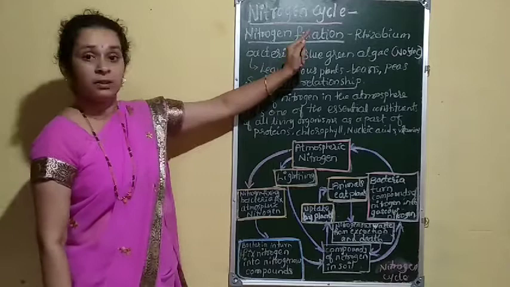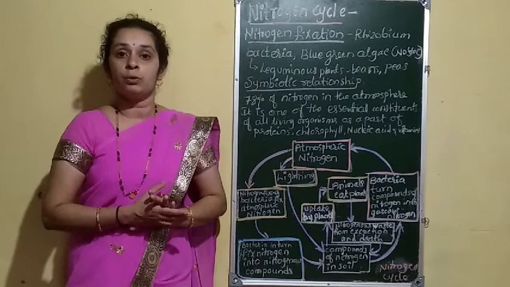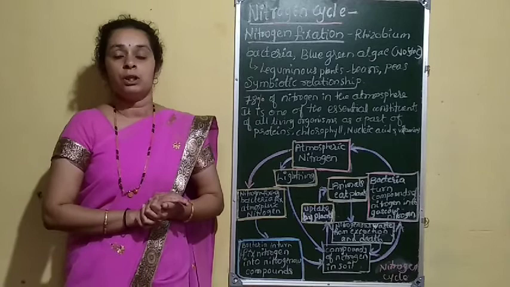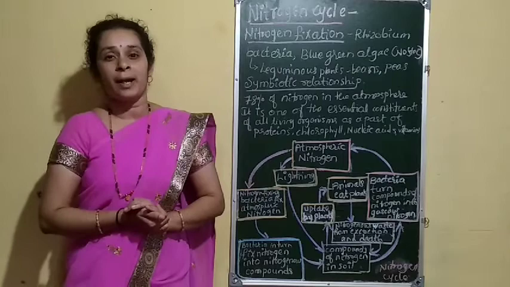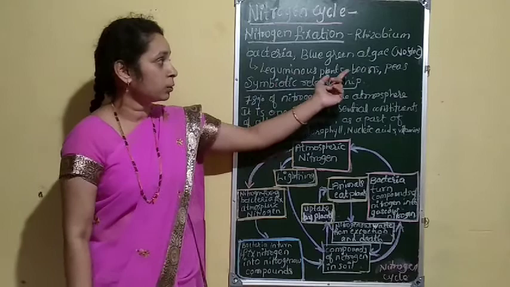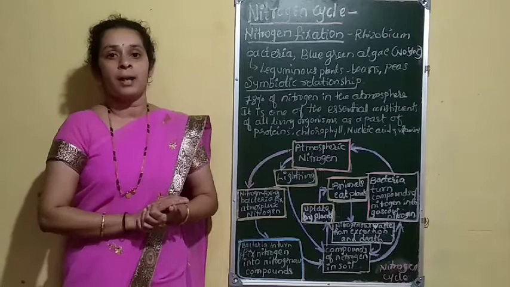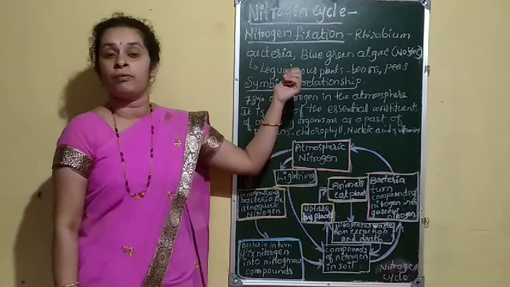Rhizobium bacteria and blue-green algae, also called Nostoc, help in the fixation of nitrogen. They convert gaseous nitrogen into usable forms of nitrogen. Rhizobium is a soil bacterium that takes shelter in the root nodules of leguminous plants. Leguminous plants include beans and peas. Some other examples exist, but beans and peas are very good examples of leguminous plants. Rhizobium bacteria take shelter in the root nodules of leguminous plants, where they show a symbiotic relationship.